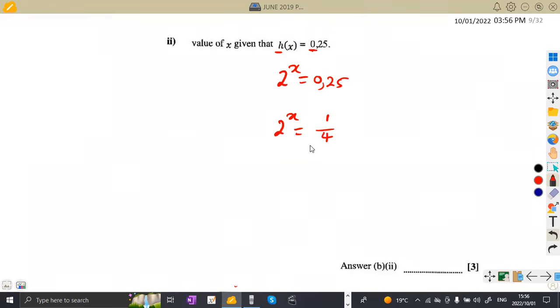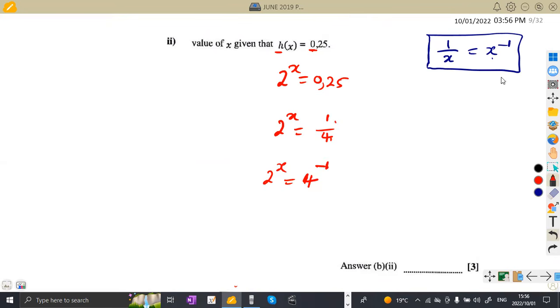over 4. Now remember, from your indices or your exponents, 1 over x is same as x to the power of minus 1. So whenever given 1 over a certain number, it means that number to the power of minus 1. So here we're going to write 2 to the power of x is equal to 1 over 4. That is 4 to the power of minus 1 from this concept. So at this stage, we are now on our initial equations.